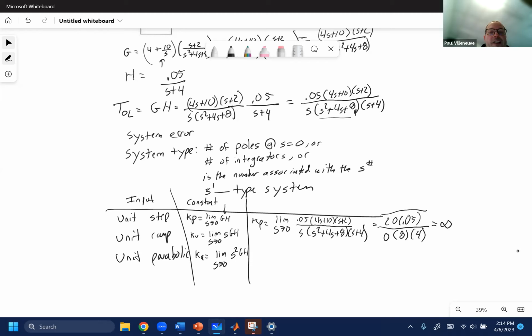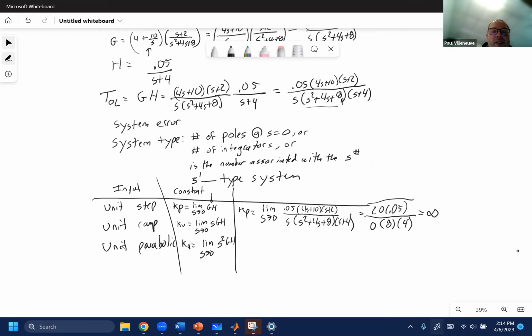So for this type of system, which is a type 1 system, regardless of how complicated the system is, as long as it's stable, we're going to get a position constant that is equal to infinity. And it doesn't matter the numbers, as long as it's stable, we're going to have that value. If we do K sub V, that's the limit as s approaches 0.